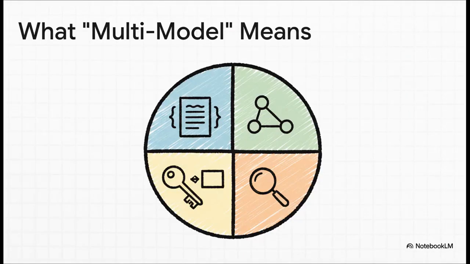And what does multi-model actually get you in the real world? It means you get these 4 essential capabilities, all in one box. You can store user profiles as flexible JSON documents, map out their friend network as a graph, cache their session data with key value, and let them search for anything with a really powerful built-in search engine.